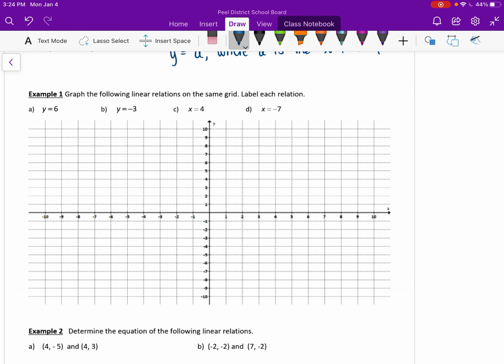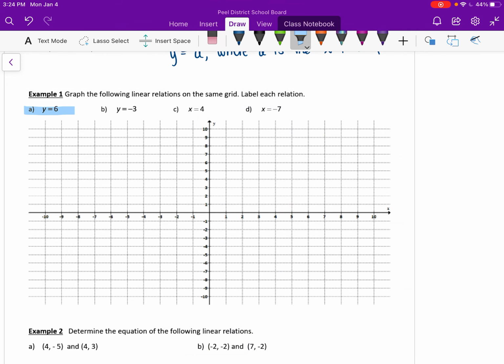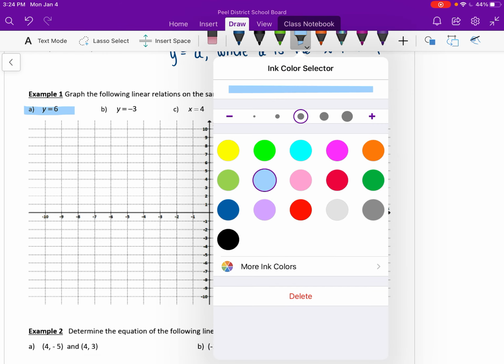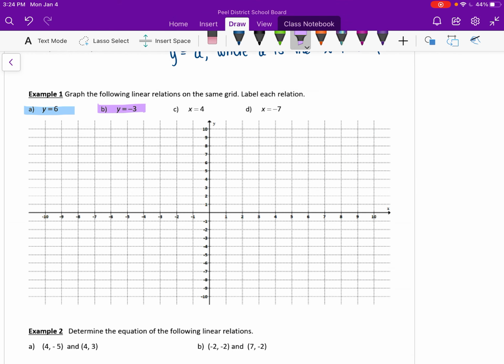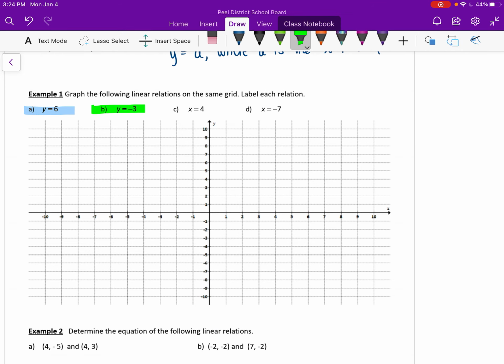So when we're looking at these, it's going to be really easy for us to determine which one is a horizontal line and which one is a vertical line. All the horizontal lines are going to start with y equals something. In this situation, we have y equals 6 and y equals negative 3. I'm going to make y equals negative 3 green.